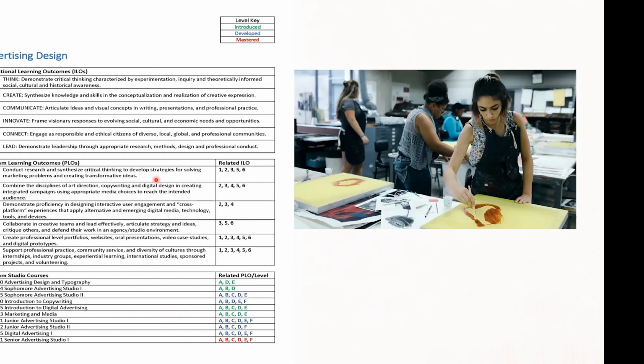So if we're looking at that first program learning outcome, conduct research and synthesize critical thinking to develop strategies for solving marketing and creating transformative ideas, 5 of the ILOs are speaking to this specific program learning outcome. And you'll see on the courses down below that all of the courses are actually speaking to this research and synthesize critical thinking. They're speaking to that program learning outcome. So that is how we have the course mapped to the program, to the institutional learning outcome, and that's mapped in every program that we have at CCS.